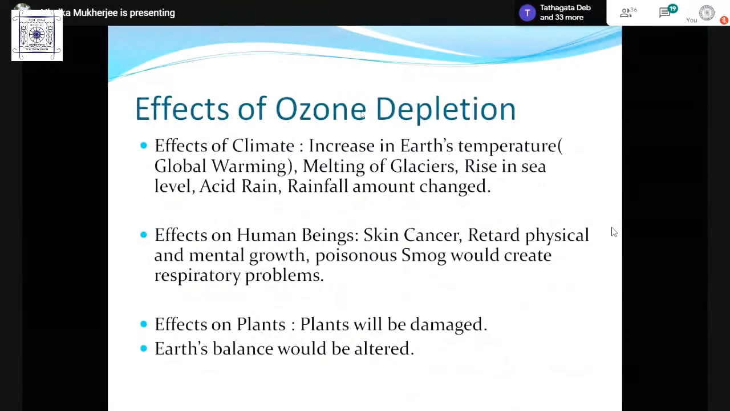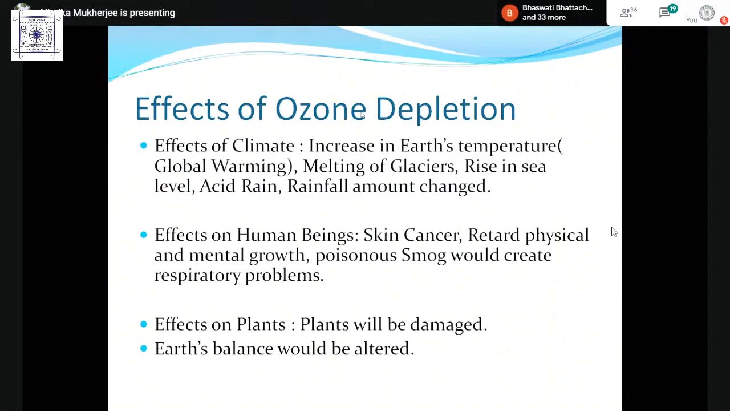So what are the effects of ozone depletion? We know that the main effect of ozone depletion would be the effect on climate. When it affects the climate, it increases the Earth's temperature, which is also known as global warming. It would melt the glaciers. It would cause a rise in the sea level. It would also cause acid rain. It would also cause the rainfall amount to be altered.